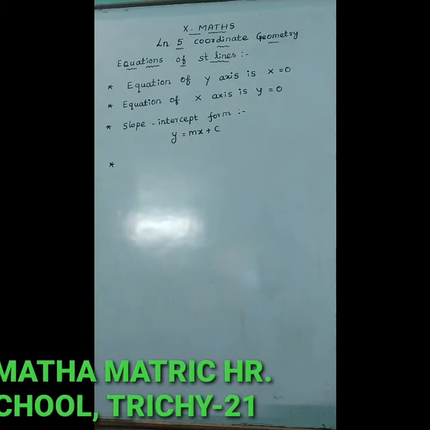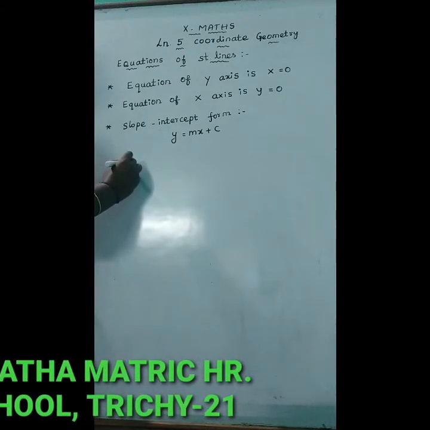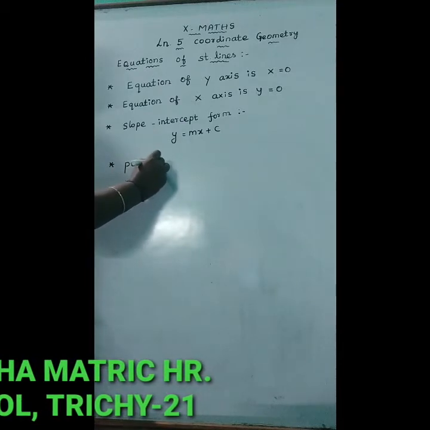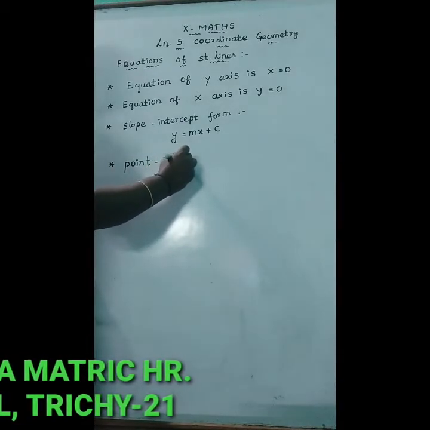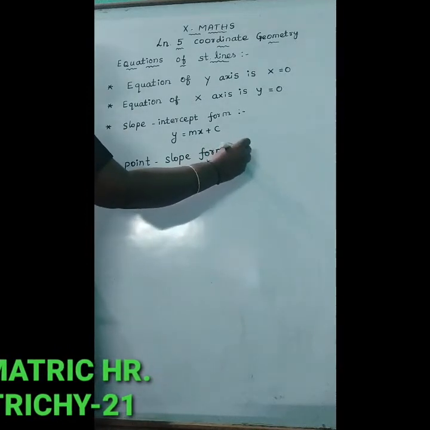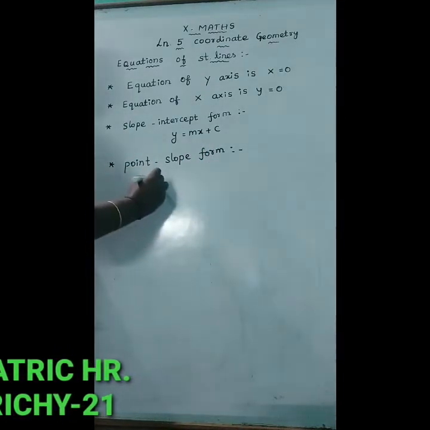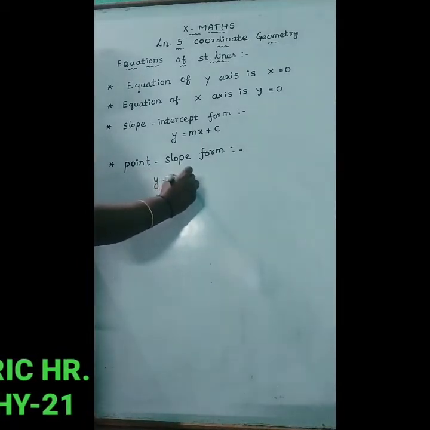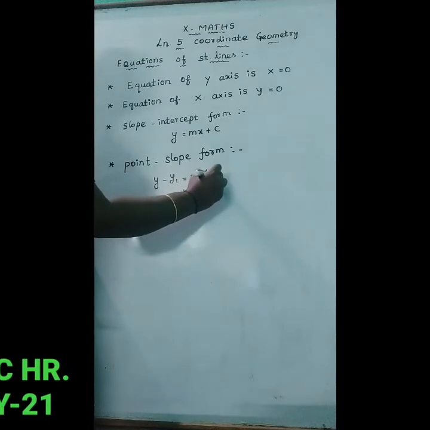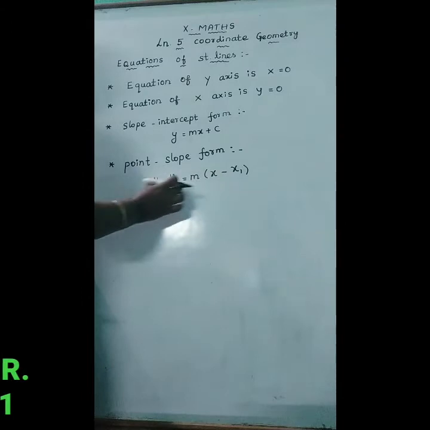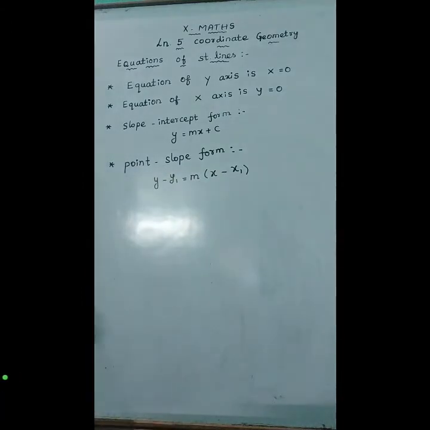So the next formula is the point slope form. The point slope form of the equation of a straight line is y minus y1 is equal to m into x minus x1. Here x1 comma y1 is the given point and m denotes the slope.